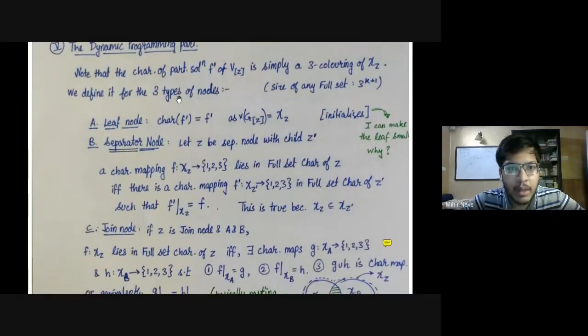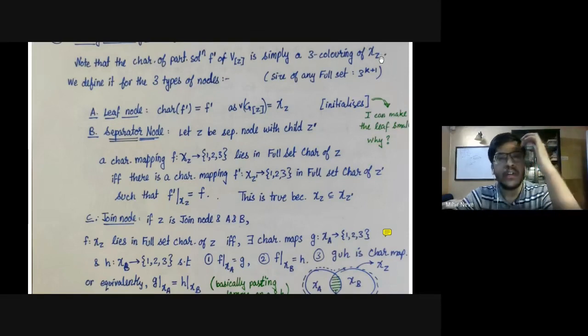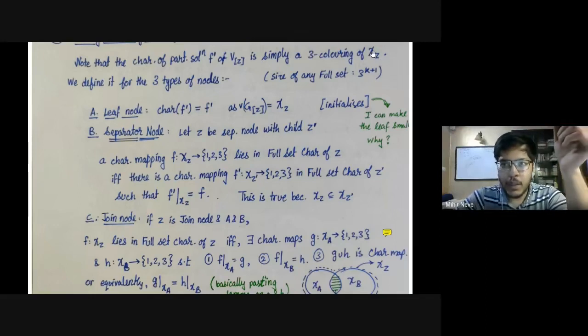So the actual dynamic programming part. Note that the possible characteristic of partial solutions is simply a 3 coloring of chi-z. The size of chi-z would be at max k plus 1. Why? Because G is a k tree, and if it has a tree width of k, then the maximum number of vertices which are present in the bag of any node is equal to k plus 1. So chi-z will have at max k plus 1 many nodes.